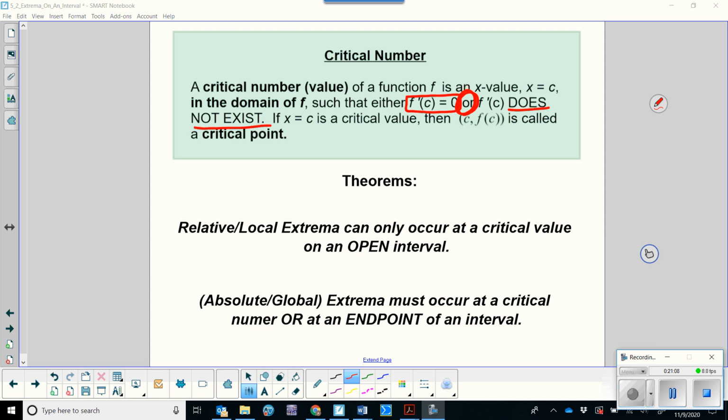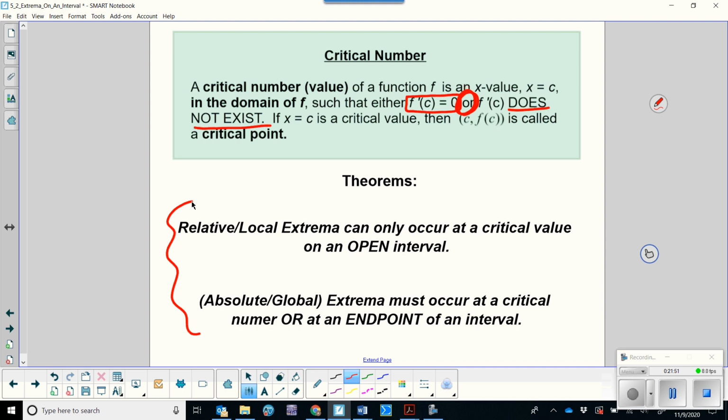All right, so again, critical points, and we'll look at them. These are theorems that are important though, because this is how you can justify things without having to say a whole bunch of stuff. So relative extrema can only occur at a critical value on an open interval. Now, that does not mean every critical point has a relative extrema value, but they can only occur there. That's why they're called critical points, because those are the places that we're going to check and see if it does in fact change from increasing to decreasing or vice versa.